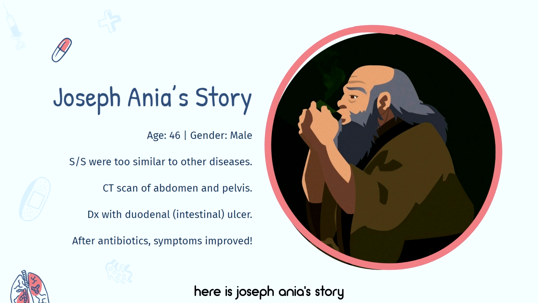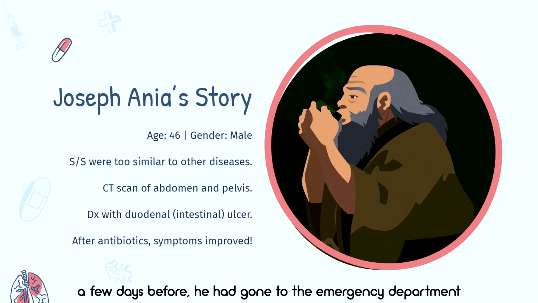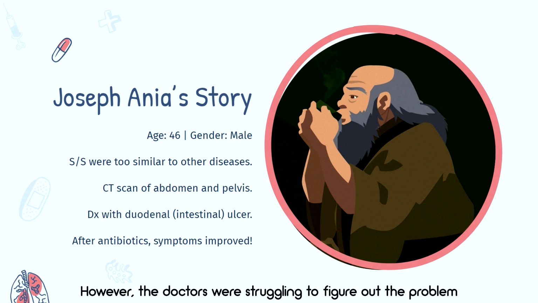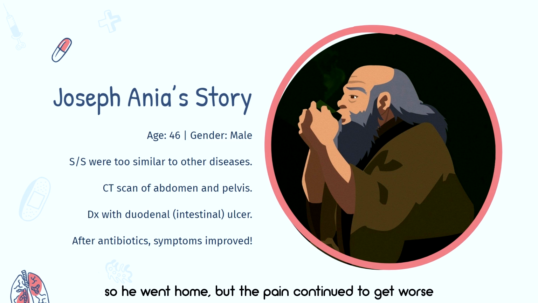Here is Joseph Ania's story. He is a 46-year-old man, and he had felt a continuing unexplained pain on the right side of his abdomen for about 4 days. A few days before, he had gone to the emergency department where doctors suspected he may have a ruptured appendix or a leak in his pancreas. However, the doctors were struggling to figure out the problem, so he went home. But the pain continued to get worse.